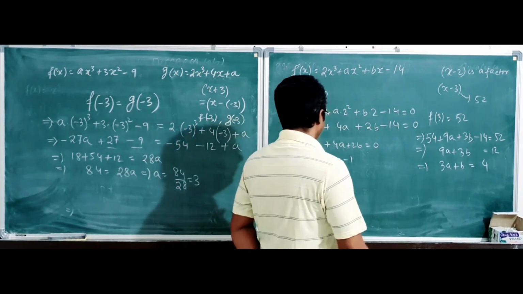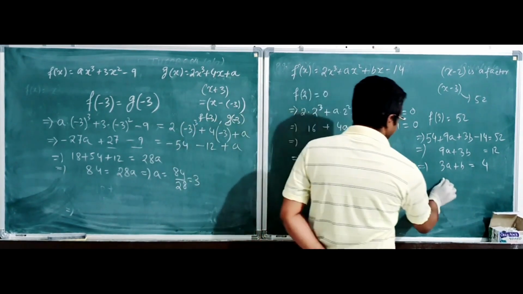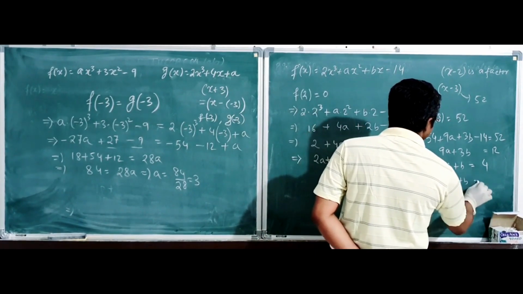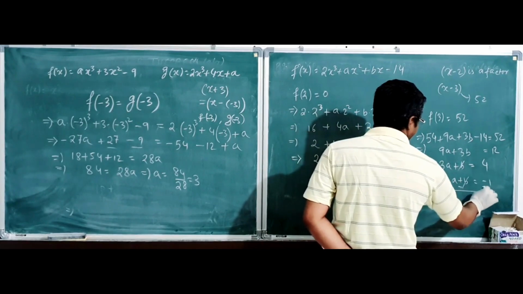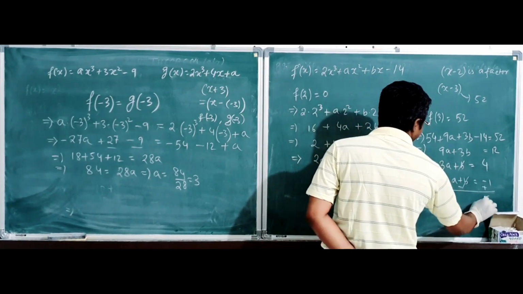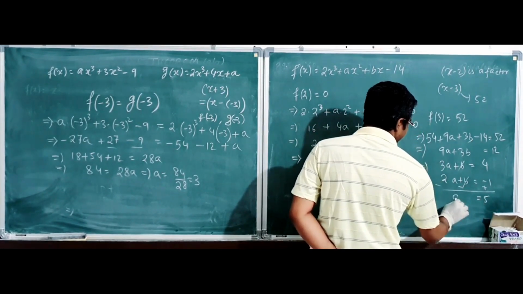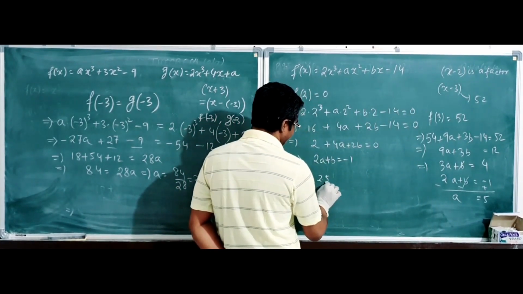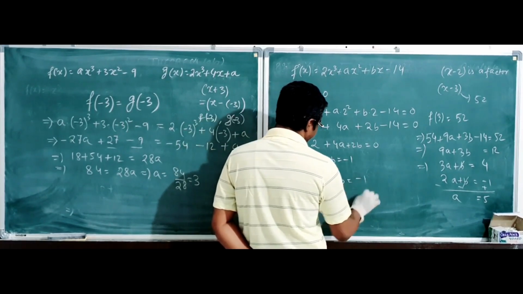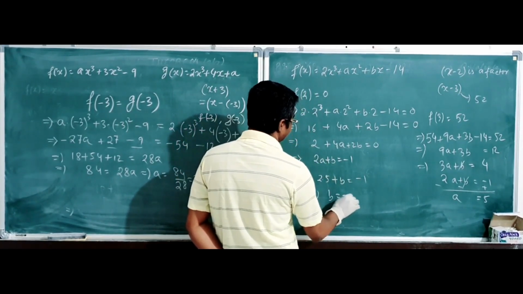So let us solve. We'll subtract this one. So 2a plus b is equal to minus 1. If you subtract, b will cancel out. So 5 is equal to a. So a is 5. If you put a is 5 here, 2 into 5 plus b is equal to minus 1. So b will come out to be minus 11.